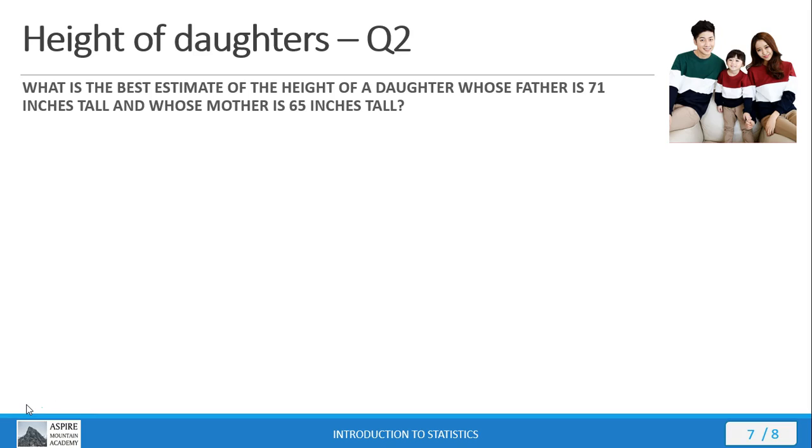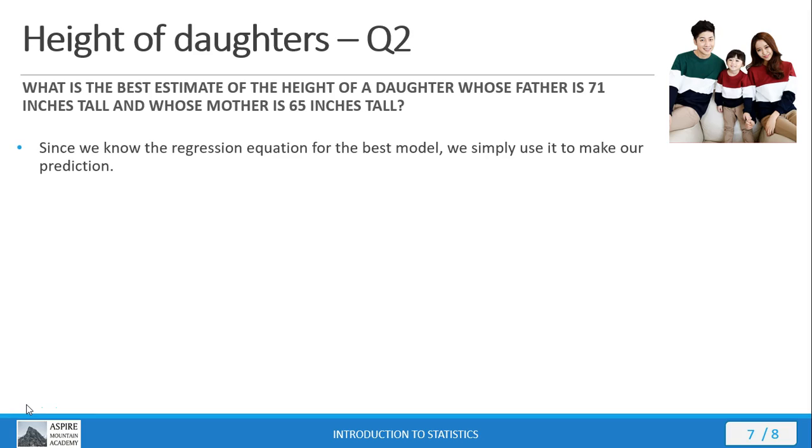What's the best estimate of the height of a daughter whose father is 71 inches, whose mother is 65 inches? Well, we know what model is best from our regression analysis, so we're simply going to use it to make our prediction. So here's our model. We're going to plug that value of 65 in for the mother. Notice it doesn't matter how tall the father is, because the father is not a variable in our model. So all we need is the mother. So we plug that in for the mother and we punch out the math and out comes 64.7. So this is the prediction, the best estimate for the height of a daughter.